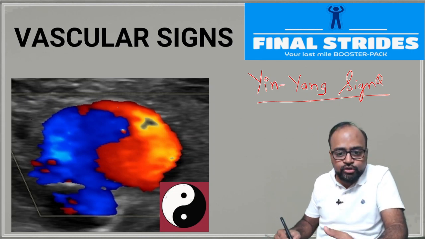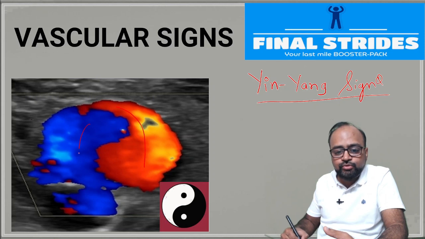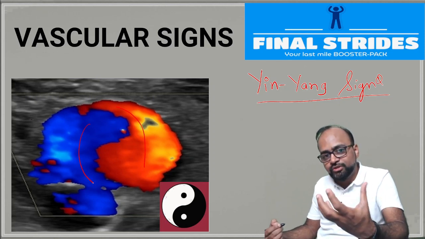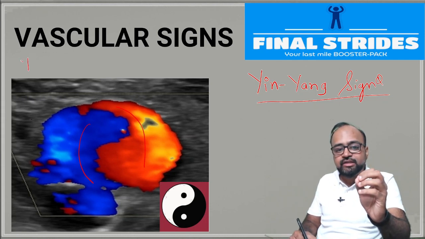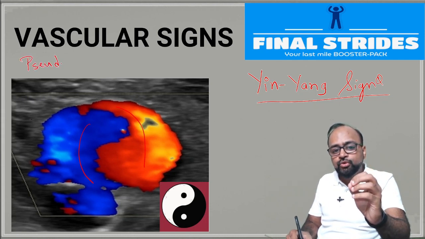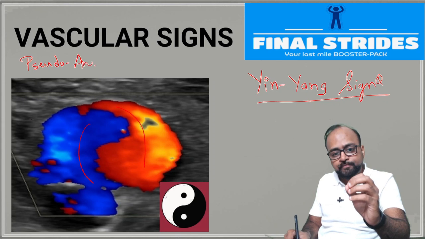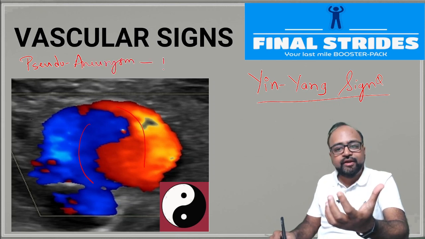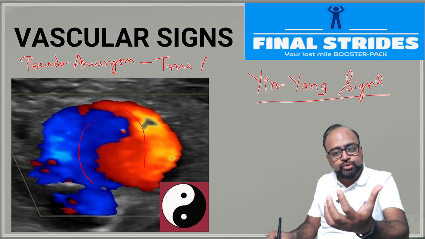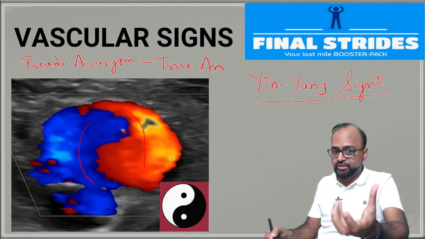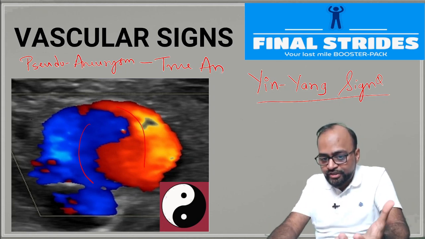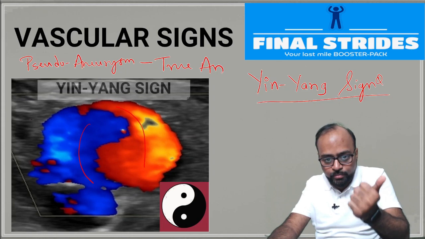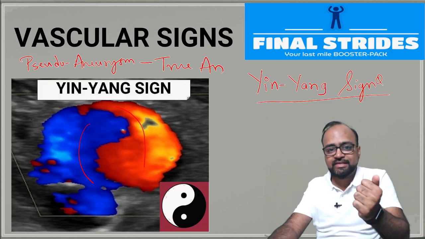Basically, because of turbulence on color Doppler, you see a red area and a blue area within an aneurysm. That is what is called the yin-yang sign. Traditionally, it has been described in pseudo aneurysms, right? Though traditionally they have been described in pseudo aneurysms, remember they are also seen in true aneurysms. Rather, what the yin-yang sign basically shows you is a turbulence of the blood flow, and that is what is creating the red and blue appearance on color Doppler. Yes, so this is what is called the yin-yang sign.